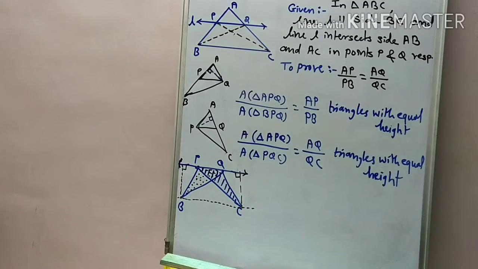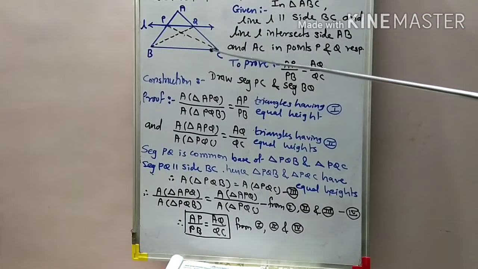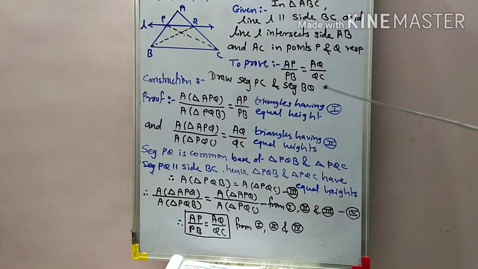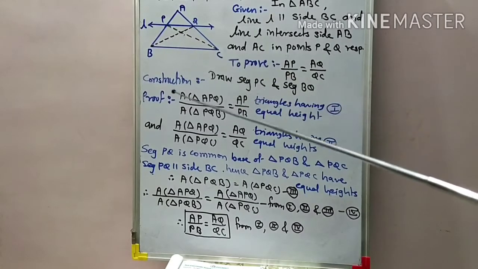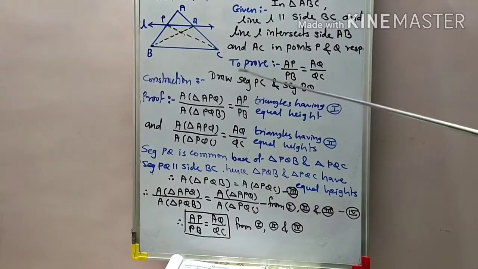Okay students, now pay attention over here to how we present that theorem, or how we can write the proof of that theorem. Like this. First we write down the construction part that we do in this figure. Why do we do this construction? To prove this particular ratio as equal. So we form two triangles, and hence we do the construction where we draw two segments, segment PC and segment PQ.